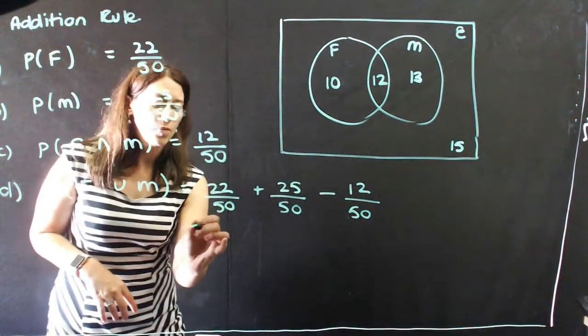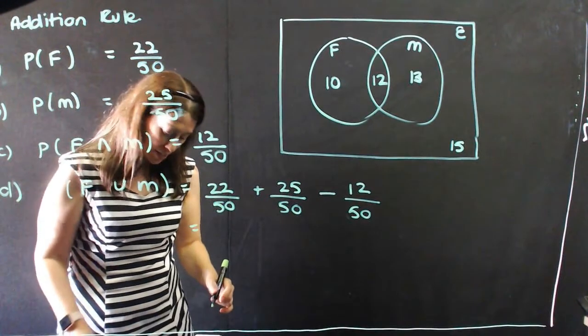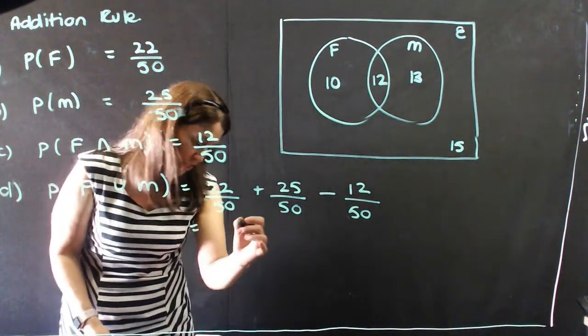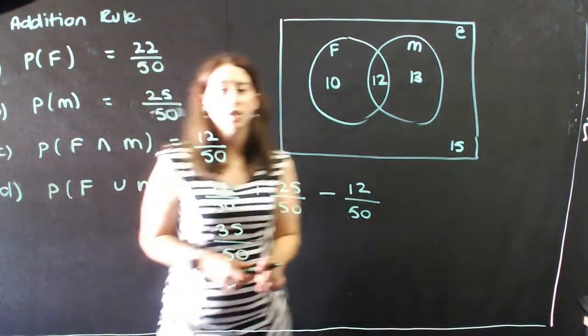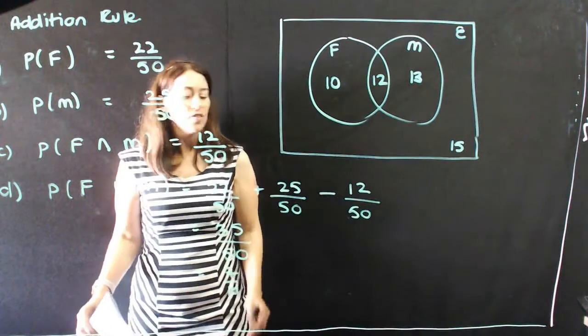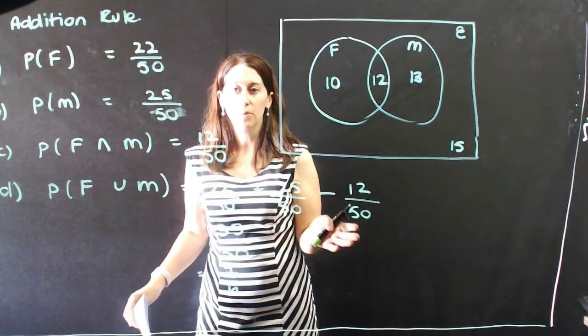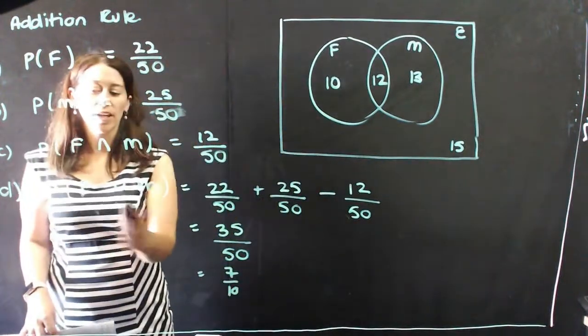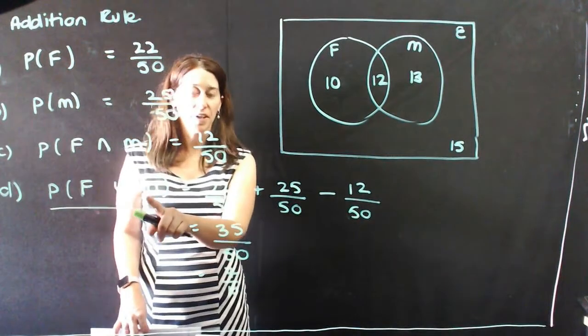This is actually called the addition rule. Now if we work this out, we end up getting the total of 35 out of 50. And of course you should always cancel down your probabilities. So this cancels down to 7 over 10. This is called combining the probabilities. This here is what we're calling the addition rule, where you're looking for something or something.